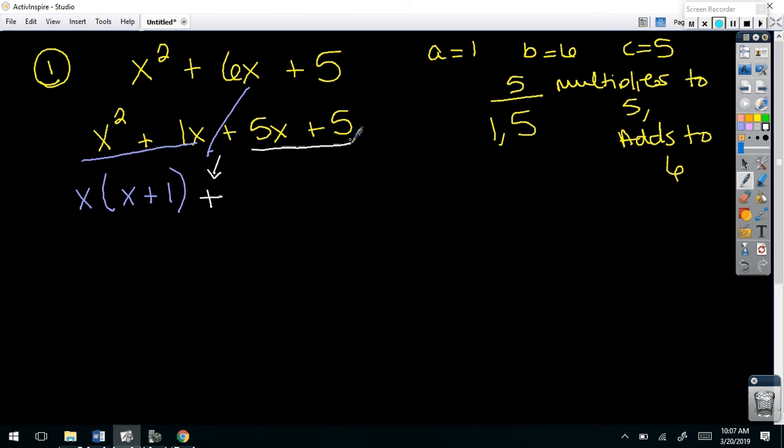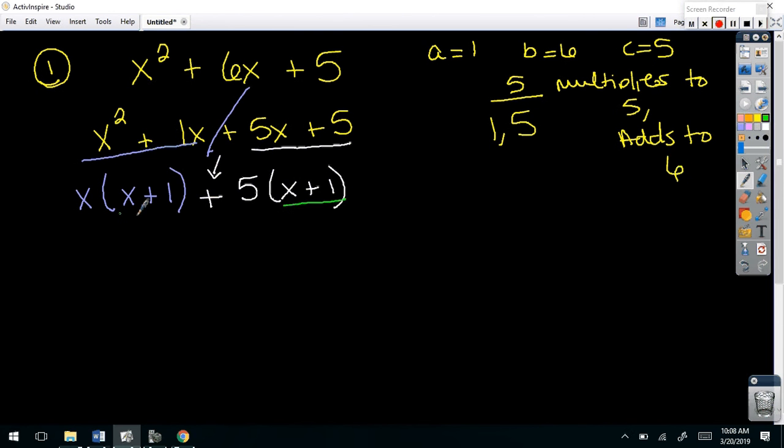And now look at just the last two. What is the GCF of 5x and 5? 5, right? I can't take 5x because the last one doesn't have an x, so it's just 5. If I take out 5, what's left? Yes. Good job. Do you see what they have in common? What?